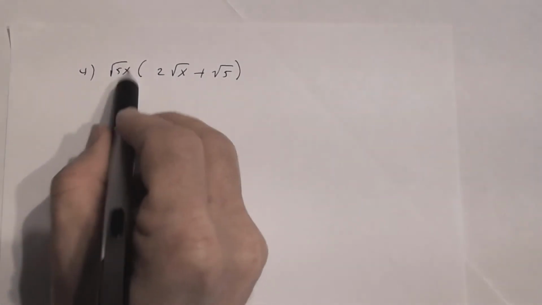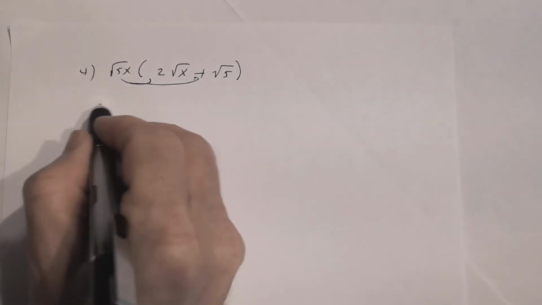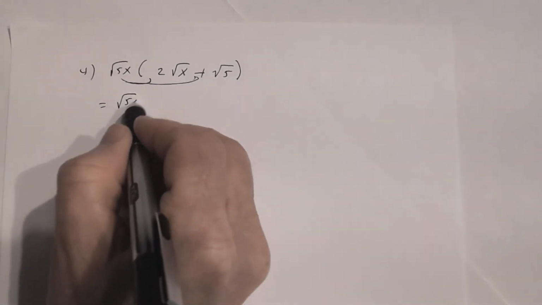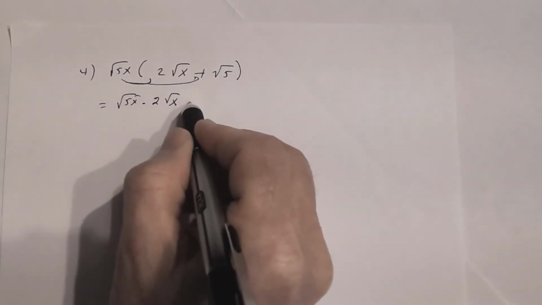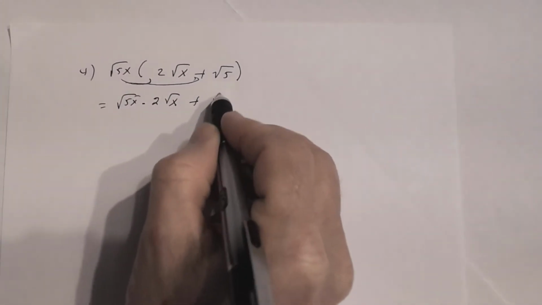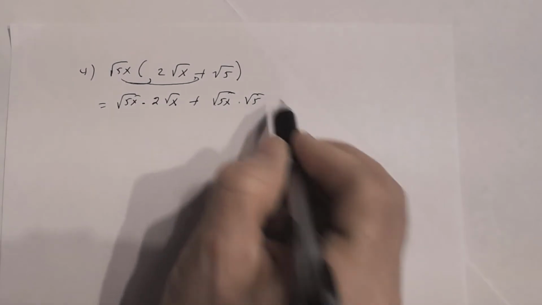So to multiply this by this, I'm going to use a distributive property. So I get, and actually write it out, I get the square root of 5 times x times 2 square root of x, right? Plus the square root of 5 times x, like that. So your radicand is 5x times the square root of 5, okay?